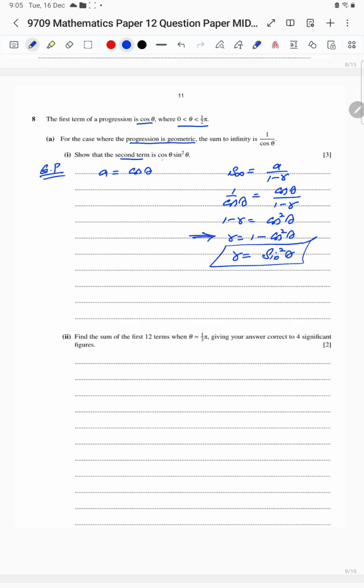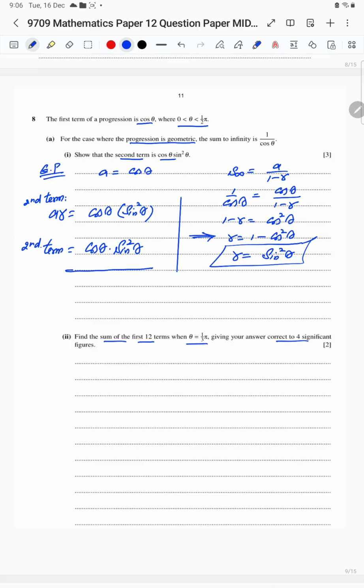Show that the second term is cos theta sine square theta. The second term of a GP is ar. a we already have as cos theta, and r is sine square theta. So we have proved it. The second term is cos theta times sine square theta. I hope it's clear. The second part is to find the sum of the first 12 terms when theta is pi by 3, giving your answer correct to 4 significant figures.